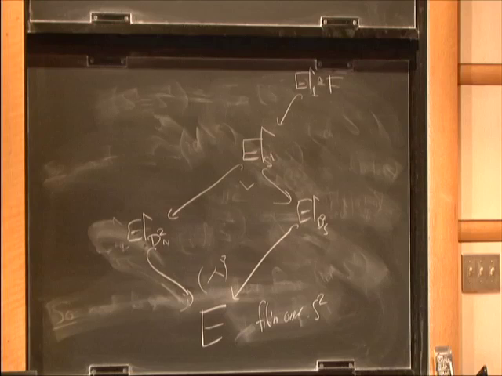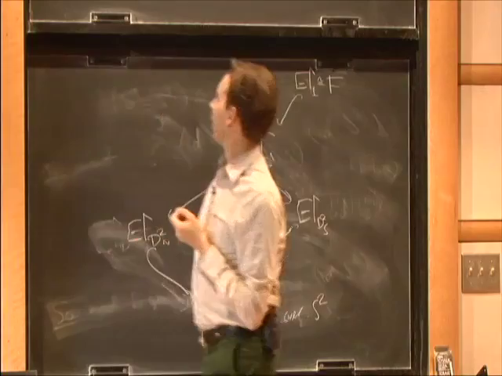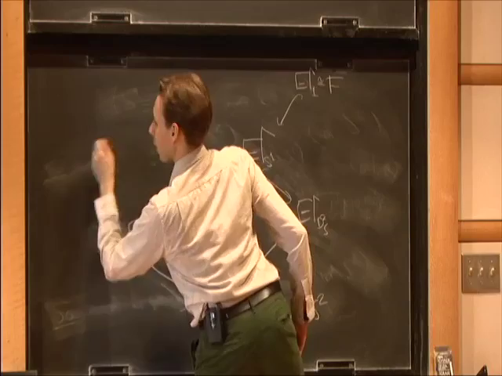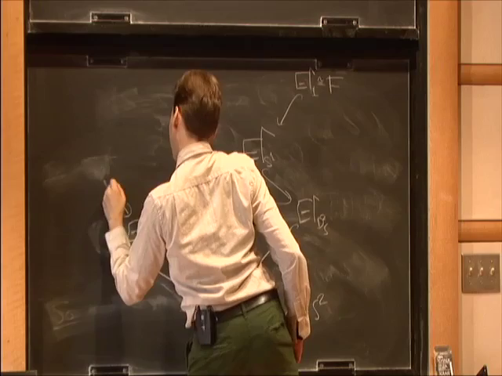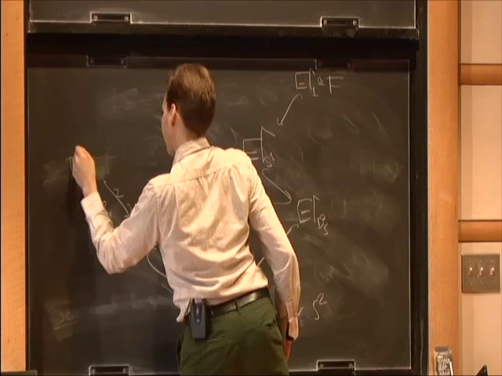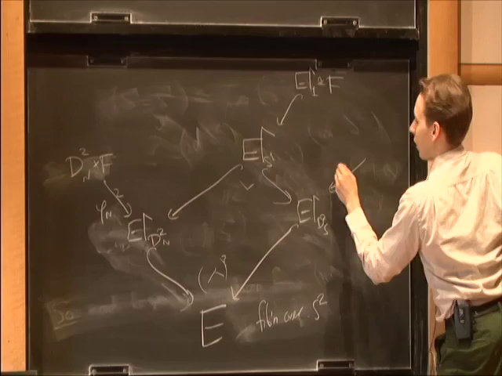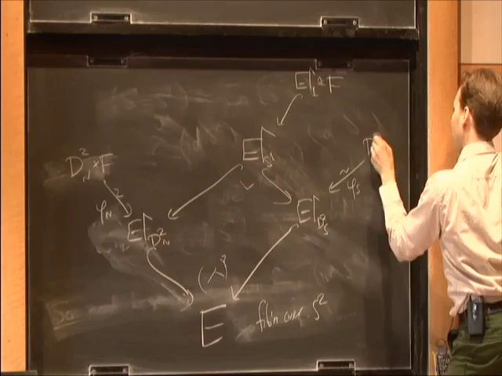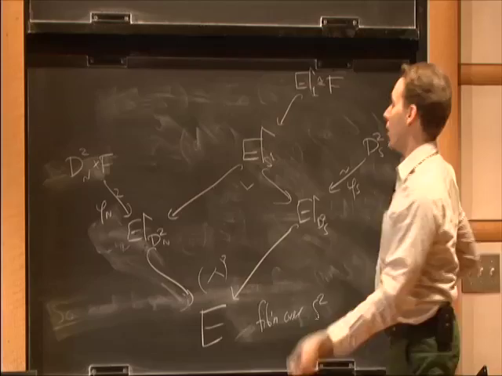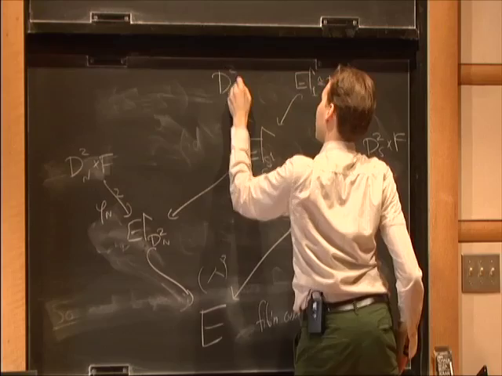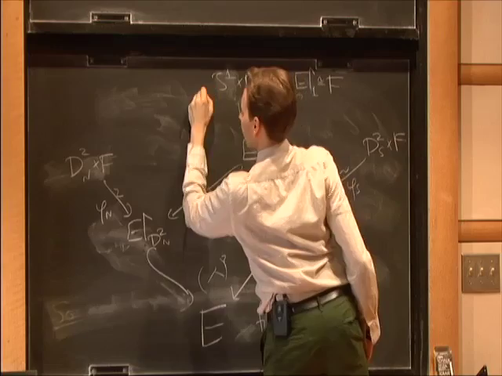So trivializing E over D2 north, we have this fiberwise equivalence phi sub n with D2 cross the fiber, and we can do the same thing, of course, on the southern side, exactly symmetric. And when we pull these back further to the equator now, we'll get that this is isomorphic to the equator cross F. Right?